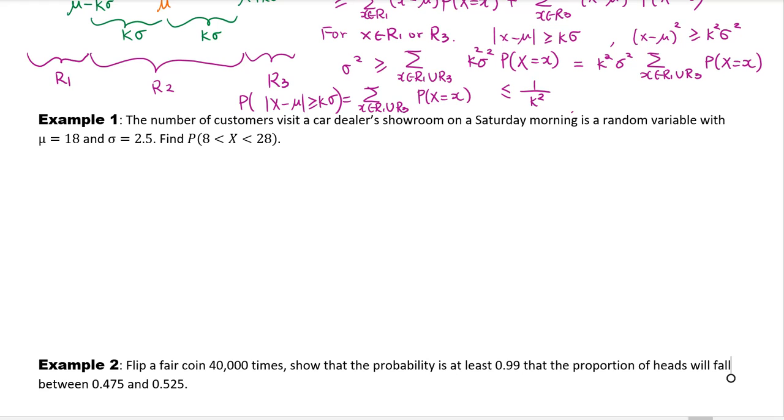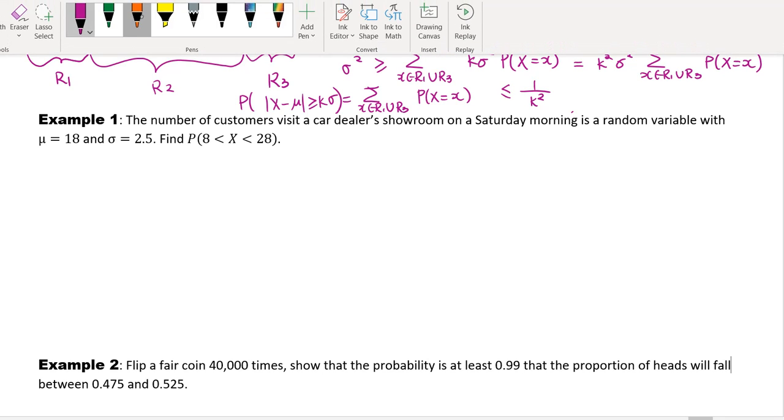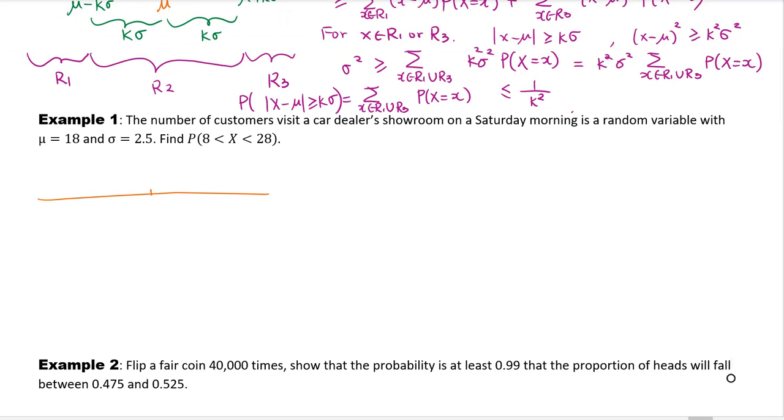So what you do is draw the picture. Keep in mind the mean mu is always in the middle, and then on the left we have mu minus k sigma. On the right we have mu plus k sigma. Now we want to find x's between 8 and 28. And what is the mean? The mean is 18. Using this, you can see what k sigma is.